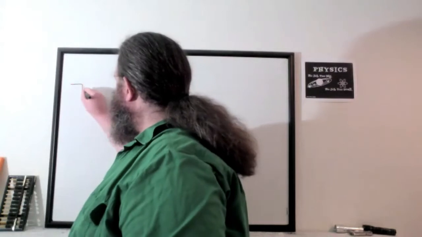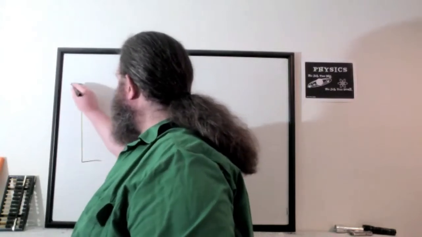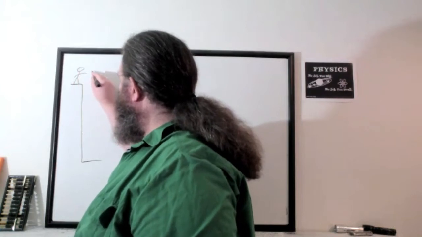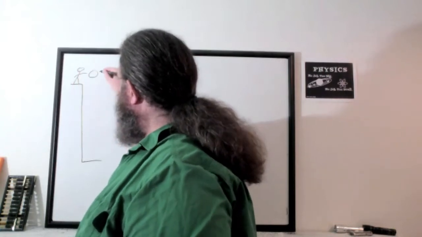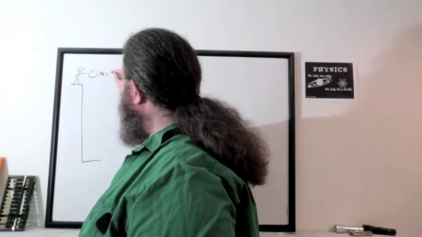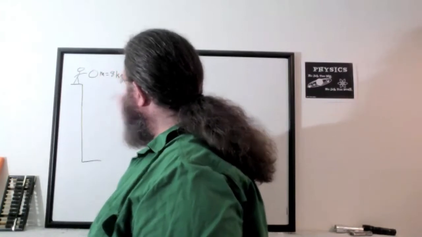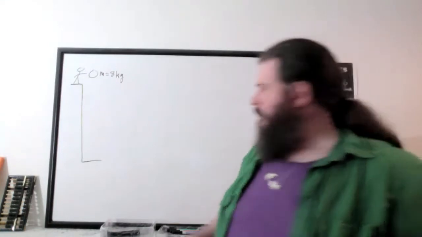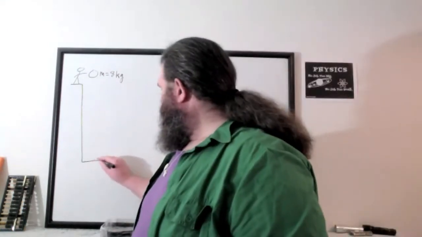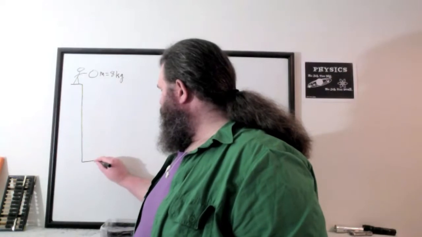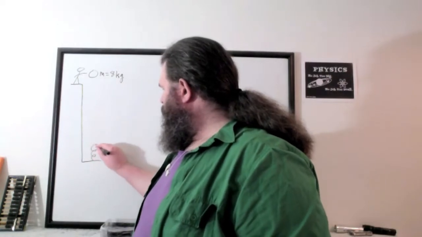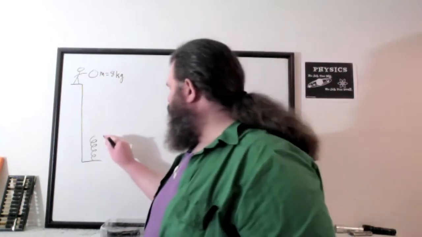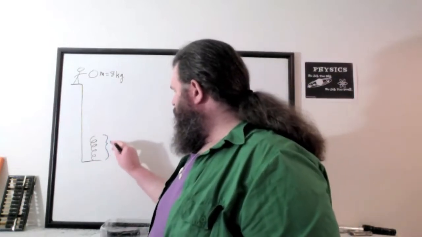As an example, let's say you are at the top of the building and you have a bowling ball with mass, let's say, 8 kilograms. And you're going to drop this onto a spring. And let's say the spring is at rest. Let's say the spring is 3 meters long.